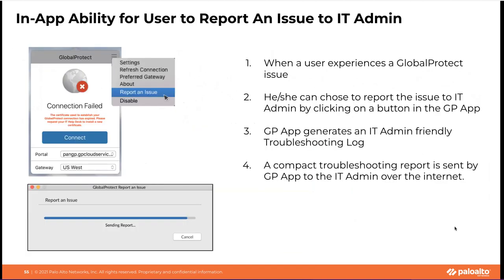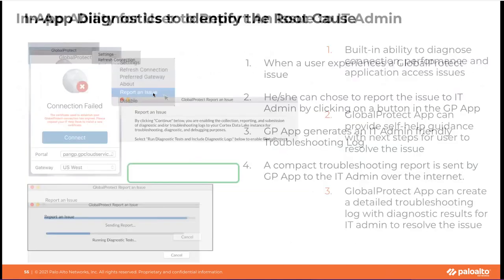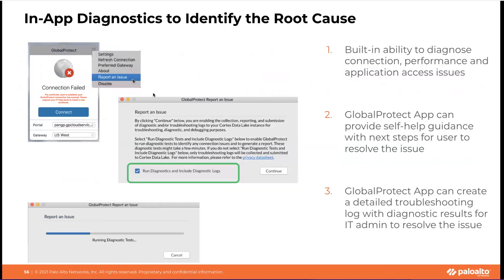So if they are running into some problem or issue, they can report an issue directly to your IT team. They just need to click on GlobalProtect, and they will find a report issue option. When they click on report issue, it will generate all the GlobalProtect logs, and this log will be submitted to your IT team or IT admin. And this will help them to troubleshoot. A compact troubleshooting report is sent by the GP app to the IT admin, and they can see this report in the Explorer app.